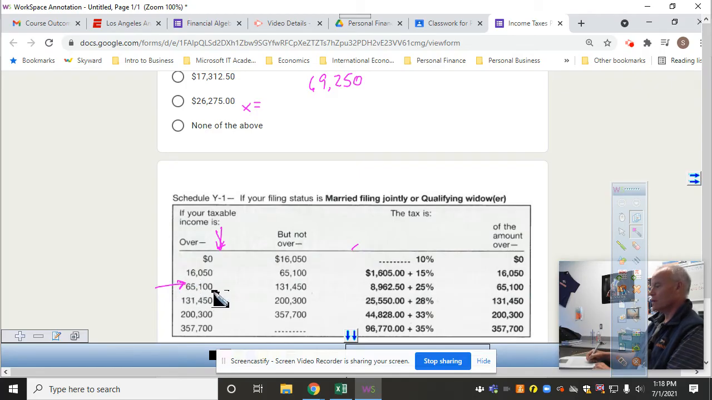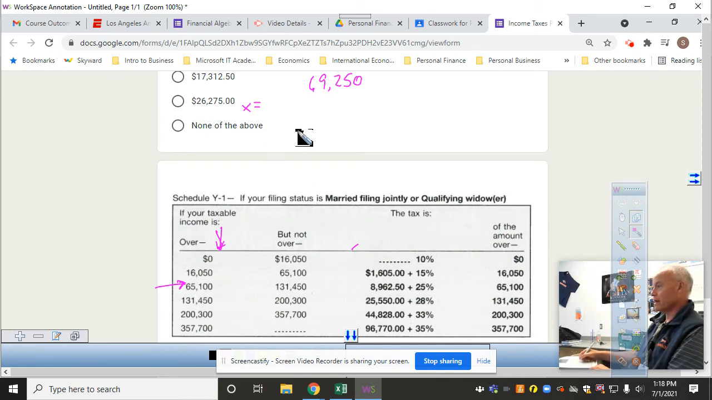All right. What is my base amount of my tax? Well, that's going to be 8,962.50, which is the tax on the previous two tax brackets. Remember, I don't apply 25% to 69,250. I'm only taxed at the 25% level for the amount that's over 65,100.